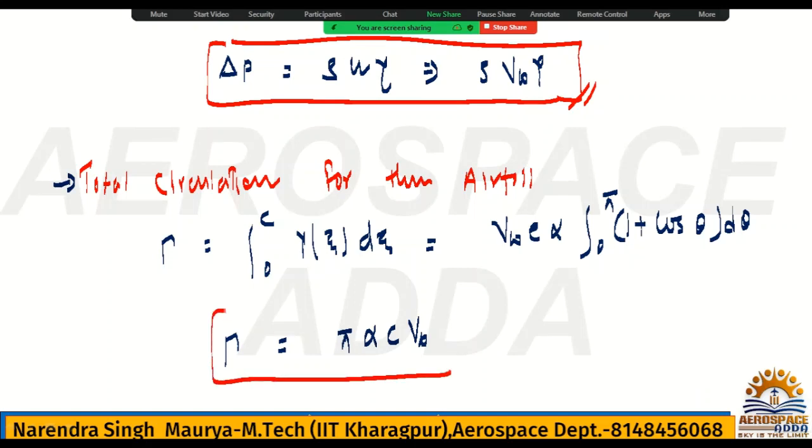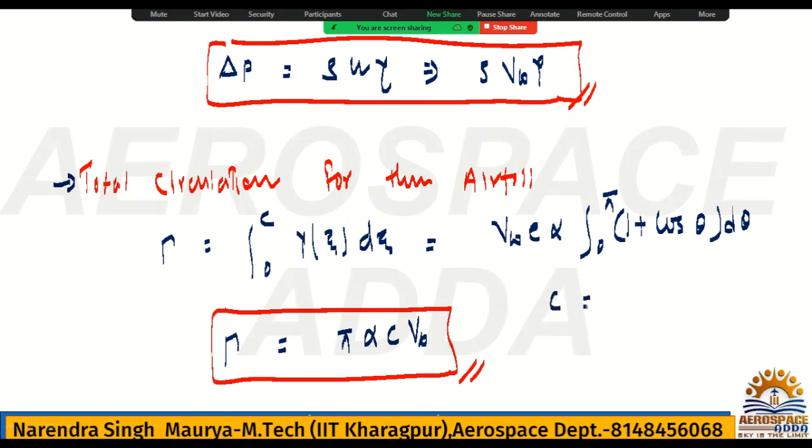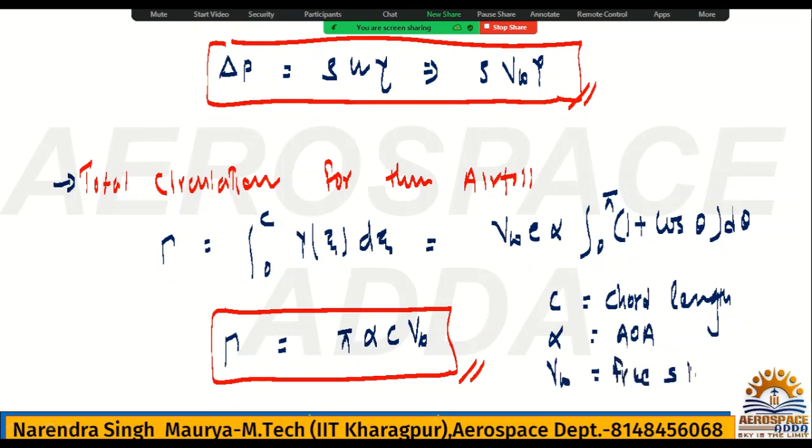This is very, very important, always remember. Here c is the chord length, alpha is the angle of attack, AOA, and V infinity is the free stream velocity. This is a very important formula, and it will help you in your exam. You need to make a note of it.